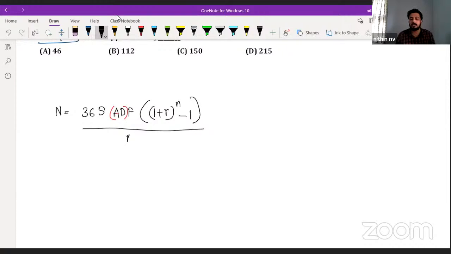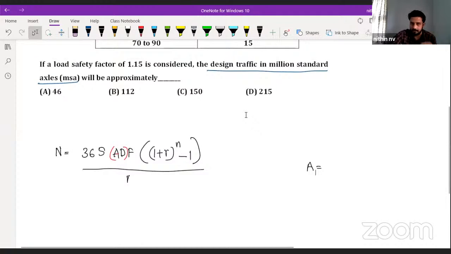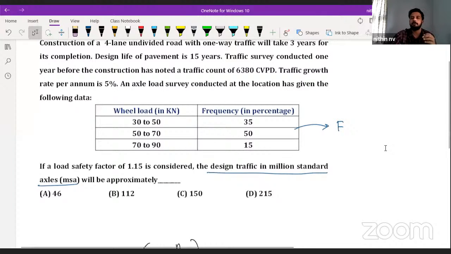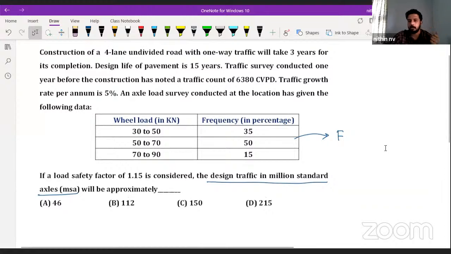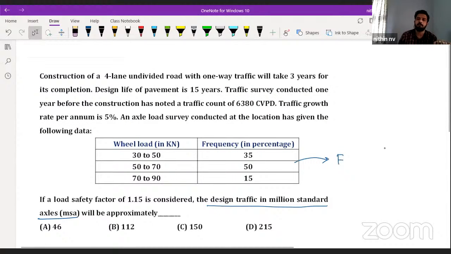Now, what is this A? What will be the future traffic when this road is open to the public? When this construction is completed, what will be the future traffic? That is nothing but this A, which stands for anticipated traffic. Sometimes they will directly give that. Sometimes they will give the present traffic, and from the present traffic we can calculate the future traffic. They told that the present traffic is 6,380 commercial vehicles per day. CVPD stands for commercial vehicles per day.